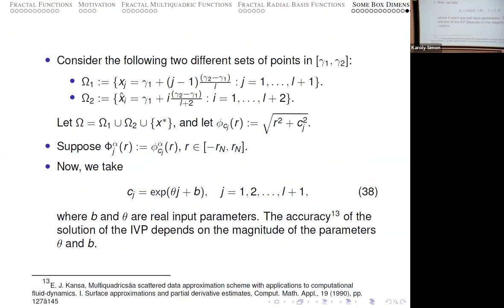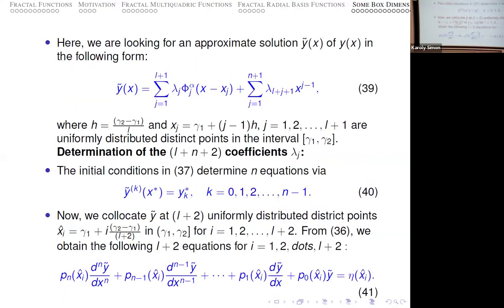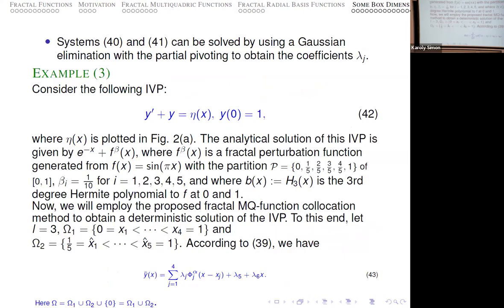So here we have used the collocation method. You take the partition of this domain, then you add the collocation points here, and then you define the fractal perturbation of the given function by using a radial basis function. Here we have used the exponential radial basis function. And then we get the system of equations where you have to compute all these values of lambda_j. This part is coming from the collocation points. So using the initial conditions, one can find that the number of equations and the number of unknowns are the same. And then we solve this initial value problem.